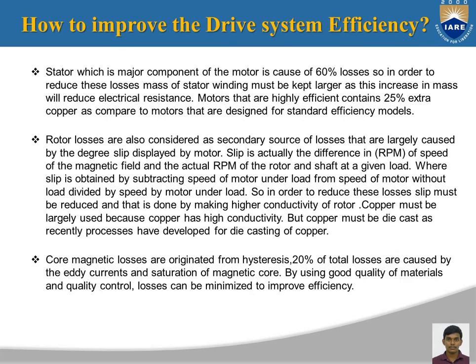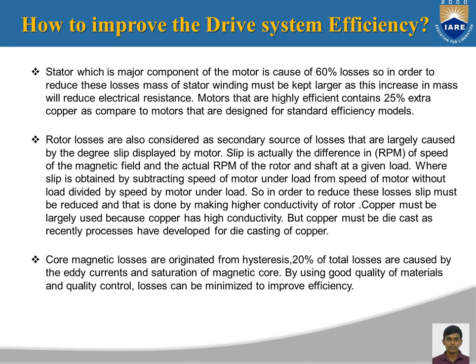And the third thing is the major component of a motor, the stator. There will be 60% of the losses in the stator part, so we need to reduce these losses with much care. Motors that are highly efficient contain 25% extra copper compared to motors designed for standard efficiency models. Rotor losses are also considered a secondary source of losses, largely caused by the degree of slip displayed by the motor.